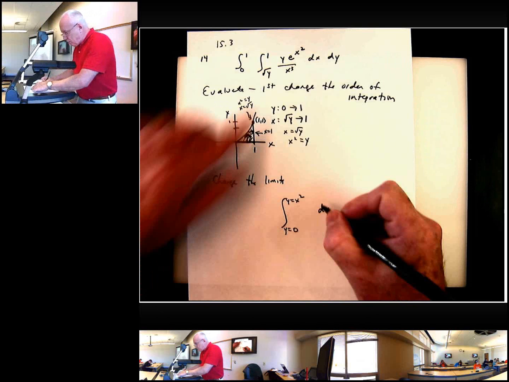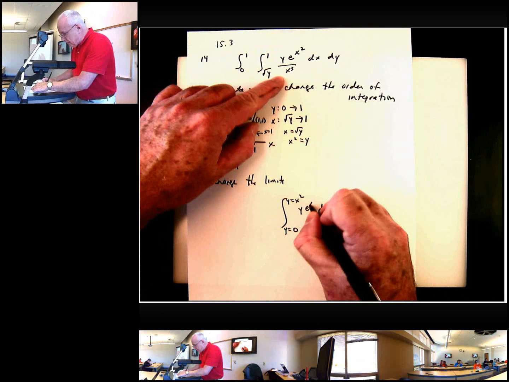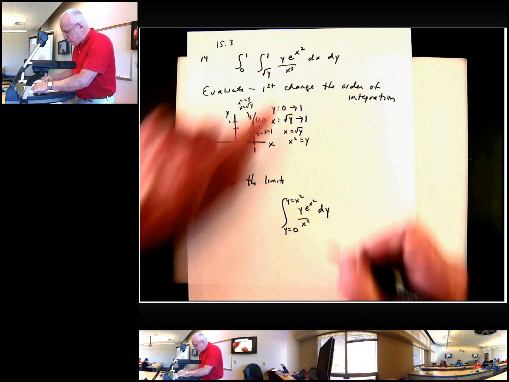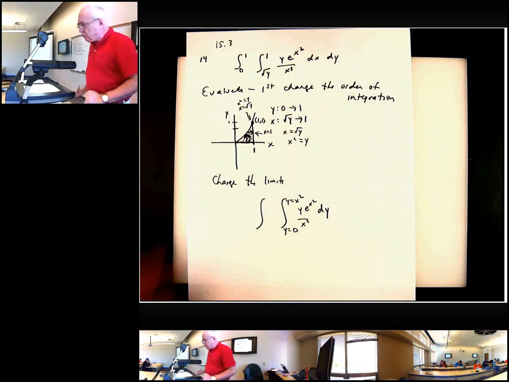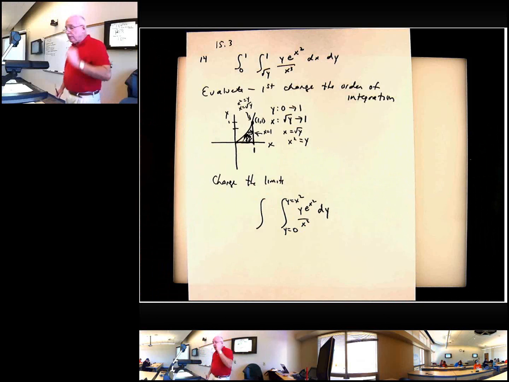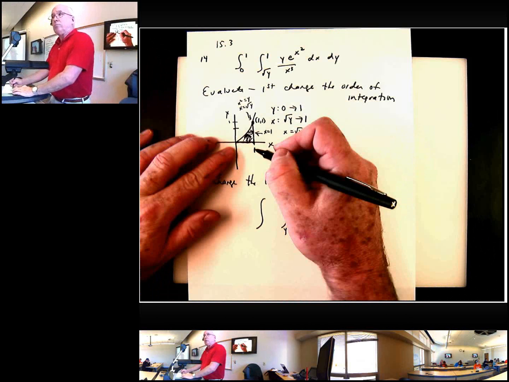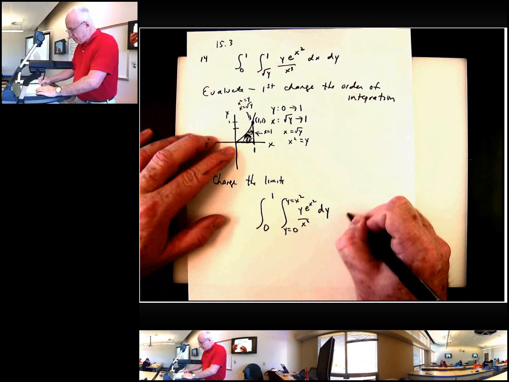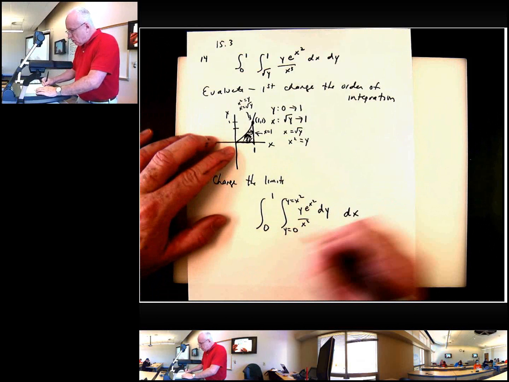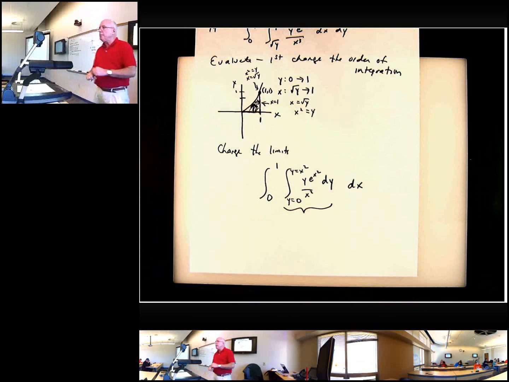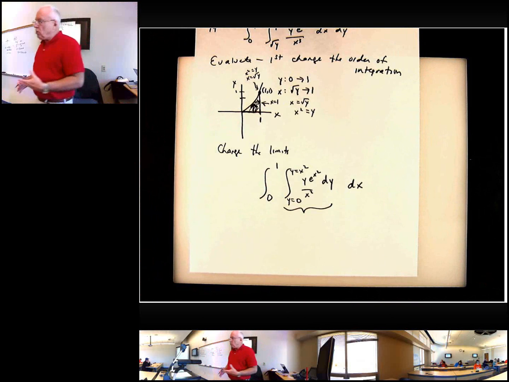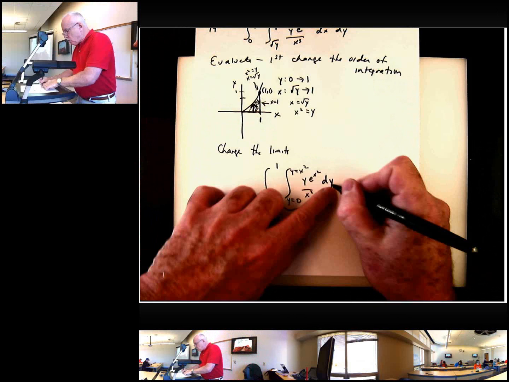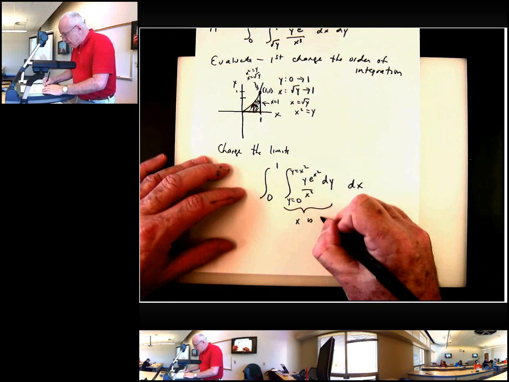Okay, now let's put what we're integrating, y e to the x squared over x to the third power. That's our inside integral. Our outside integral, what are our limits of integration going to be for x? 0 to 1, right? Okay. So let's hope that we'll have better luck this way. The inside integral is with respect to y, so that means x is constant.